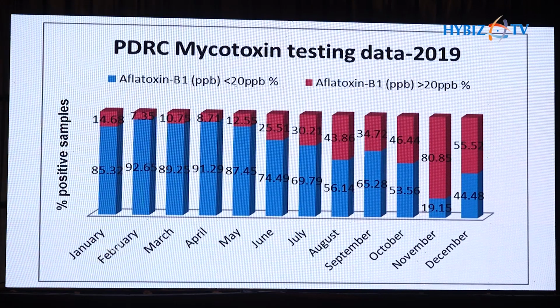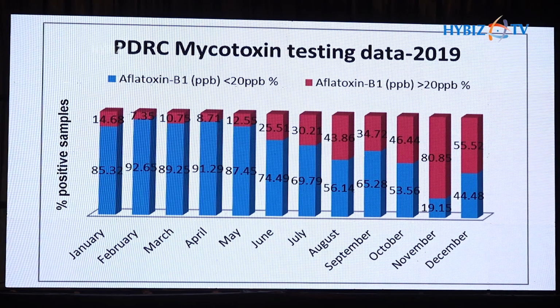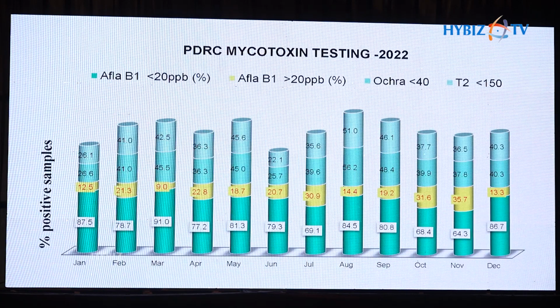We have also tested mycotoxins in various periods. This is the data of 2019, and if you see this, particularly in August, September, October, November, and December, higher levels of aflatoxin, more than 20 ppb, have been found. Almost 80.85% of samples had more than 20 ppb aflatoxin B.